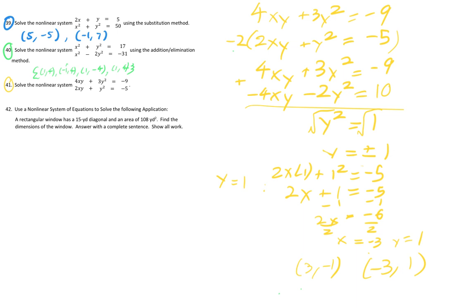Okay, looking at the last question on the review, number 42. Use a nonlinear system of equations to solve the following application. A rectangular window has a 15-yard diagonal and an area of 108 yards. Find the dimensions of the window.